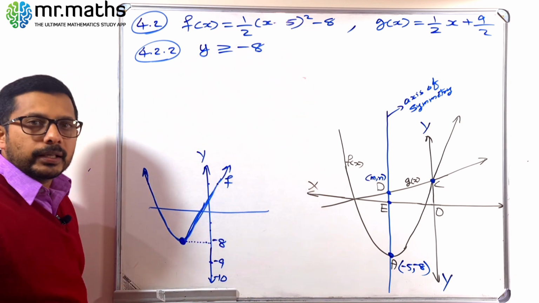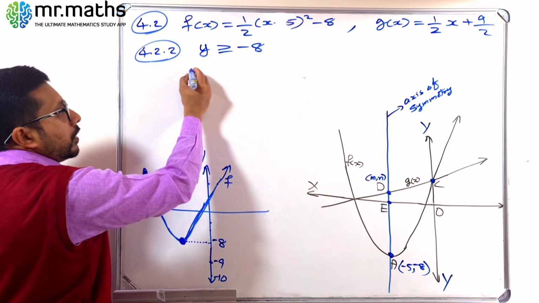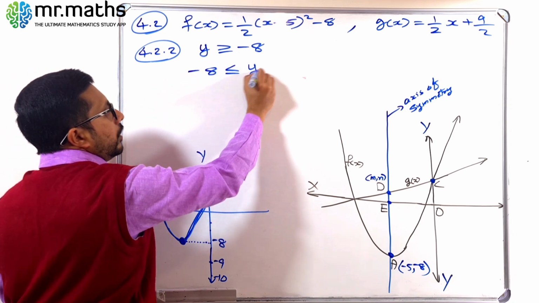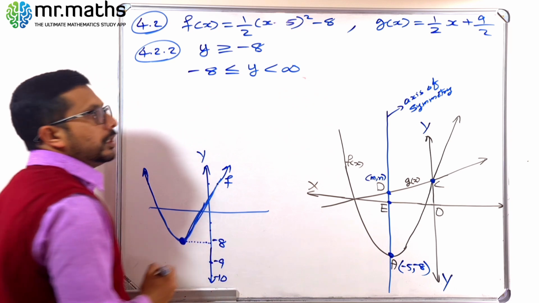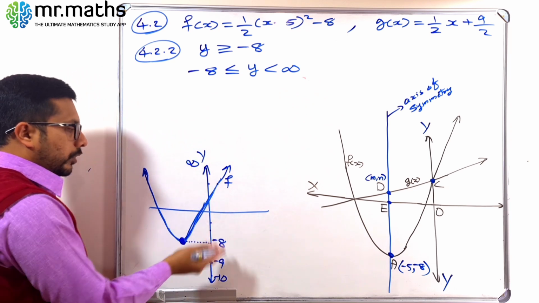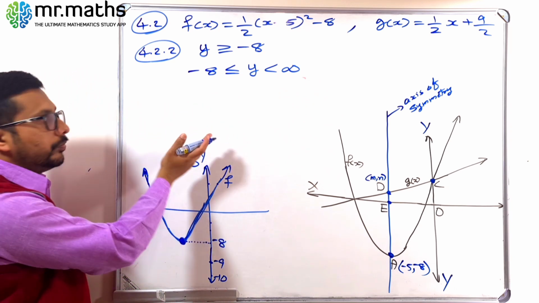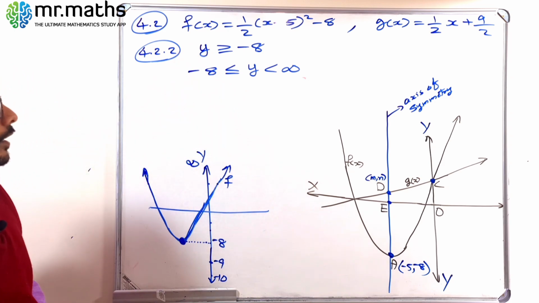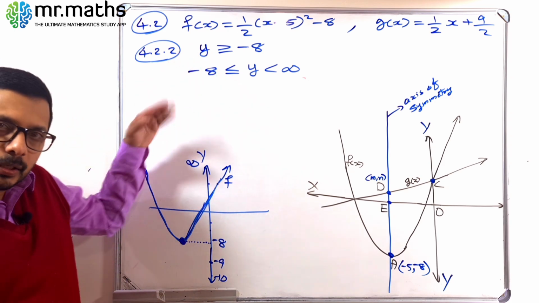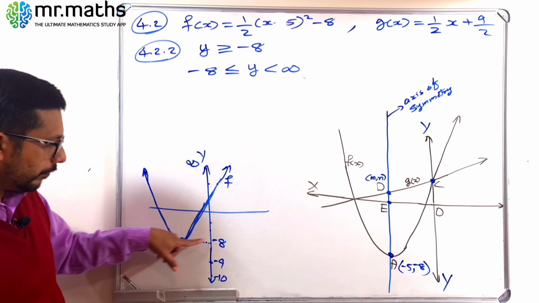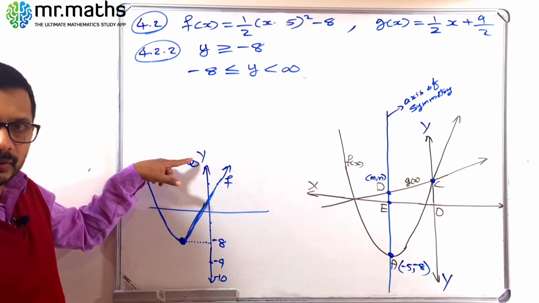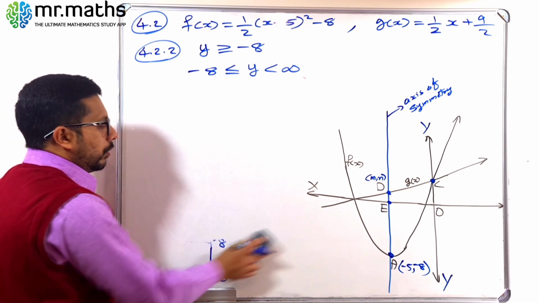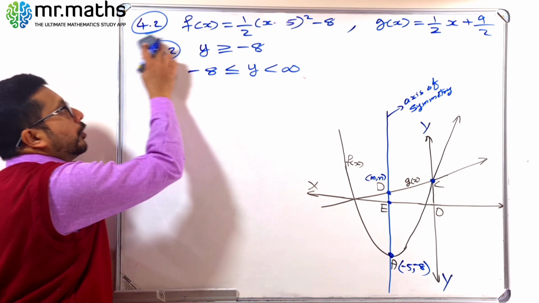Either we can write like that, or in some schools maybe you studied like this: -8 less than or equal to y less than positive infinity. That means -8 to positive infinity. In any method both are right. Any form you can write. So that is question number 4.2.2. Now let's go to the next question, 4.2.3.